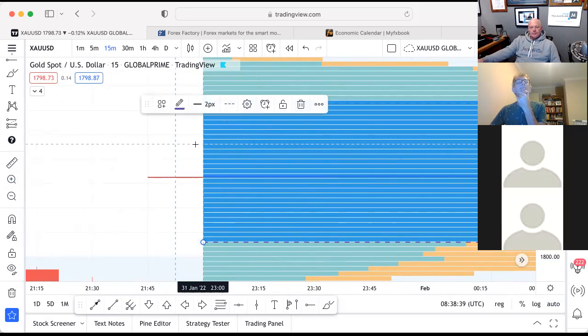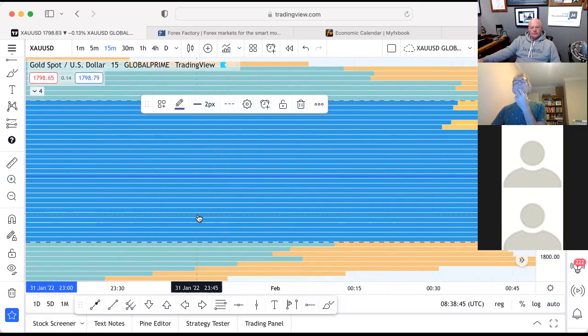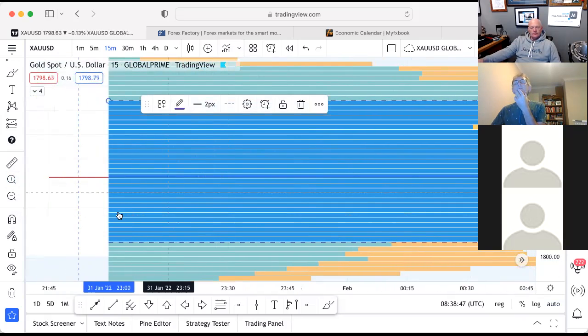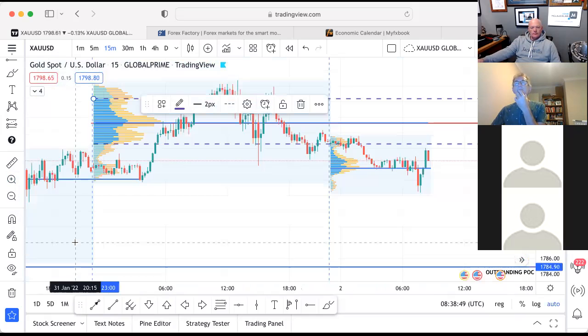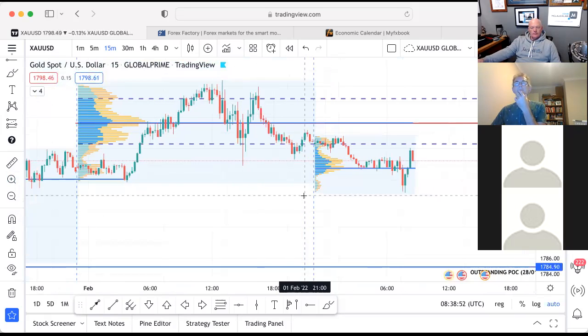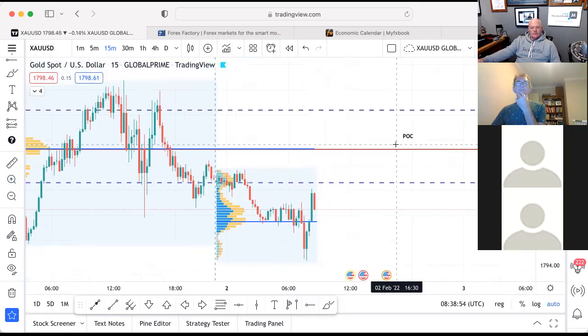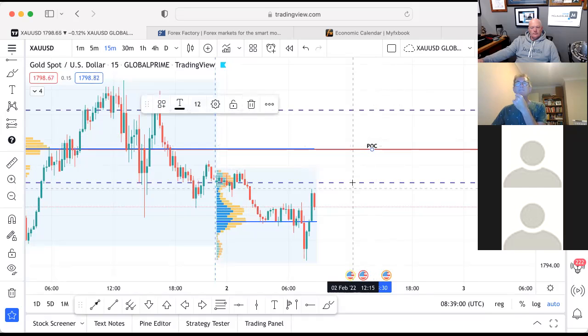That one's accurate. That one's accurate. And then zoom back out again. Okay, so we're all set. We've now got the yesterday's point of control there. And the 2 dashed lines define the value area. So first thing is we're outside the value area as we stand at the minute.